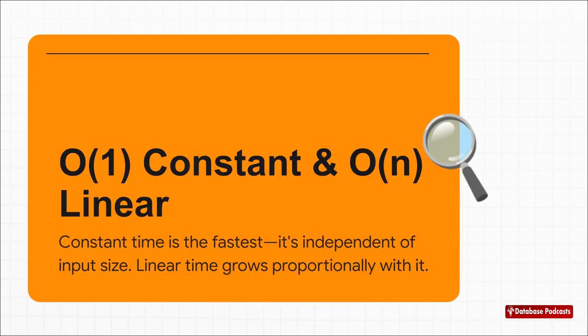So, O of 1, or constant time, is the absolute dream. It means your algorithm takes the same amount of time no matter if you give it 10 items or 10 billion. Right next to it is O of log n, or logarithmic, which is also fantastic. Think of searching a dictionary. You don't read every word. You keep splitting the problem in half.